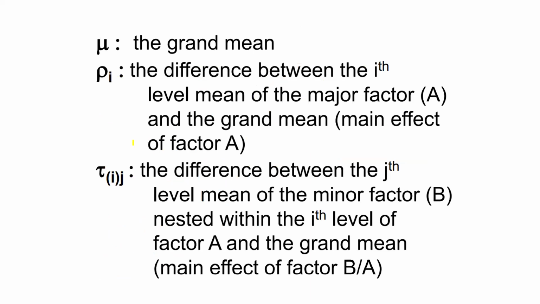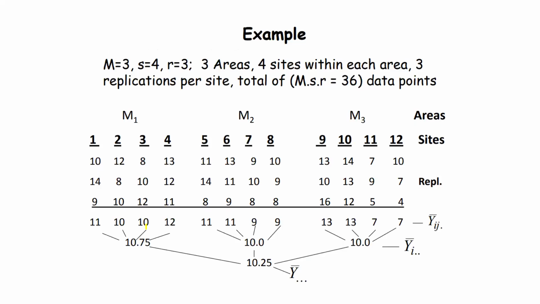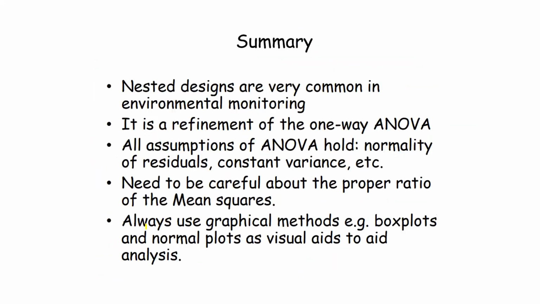So as in all cases, mu is representing the grand mean. Rho I is the difference between the ith level mean of the major factor and the grand mean. Tau ij is the difference between the jth level mean of minor factor B nested within the ith level of factor A and the grand mean. So now you know what the terms are and the respective terms for those things. Then you can apply these equations to get a result. In this case you have values, and I have already introduced the answers. Then you can try those leisurely.